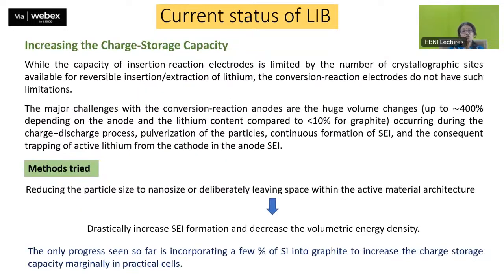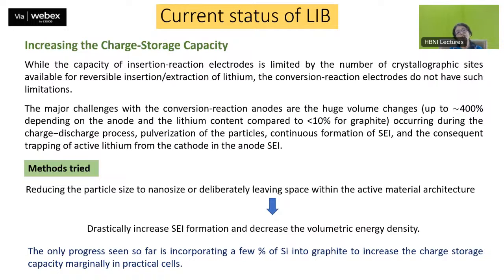The other way is, of course, increasing the charge storage capacity. How can you do this? When we talk about graphite, the capacity is limited by the insertion and deinsertion of lithium ions between the crystallographic sites available for the reversible insertion and extraction of lithium. But the other kind of electrode materials, the conversion reaction electrodes, do not have these kinds of limitations.